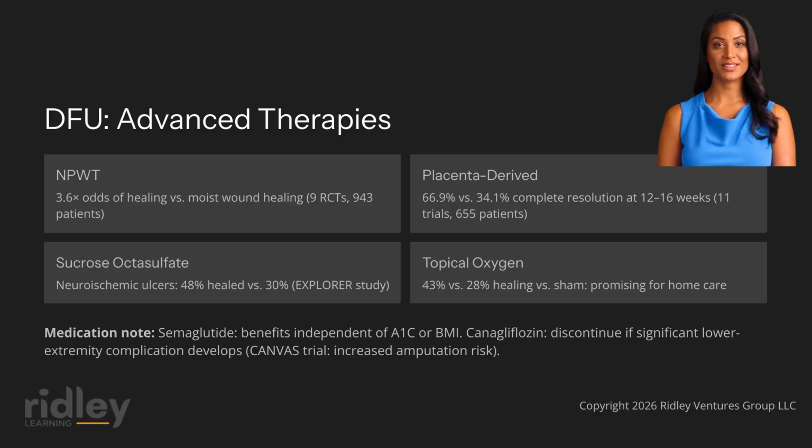Placenta-derived products have shown substantial benefit in healing non-infected, non-ischemic diabetic foot ulcers. A meta-analysis of 11 multi-center randomized clinical trials involving 655 participants demonstrated higher complete resolution at 12 to 16 weeks with placenta-derived products compared with standard care, 66.9% versus 34.1%. Sucrose octasulfate dressings are particularly effective for neuroischemic ulcers, with the Explorer study demonstrating healing at 20 weeks in 48% of patients receiving active therapy versus 30% with standard care, an adjusted odds ratio of 2.60.